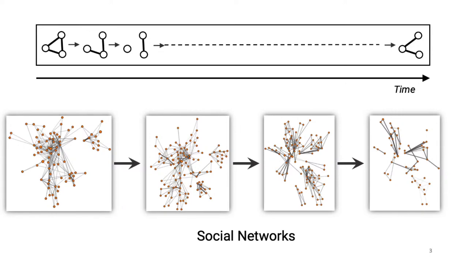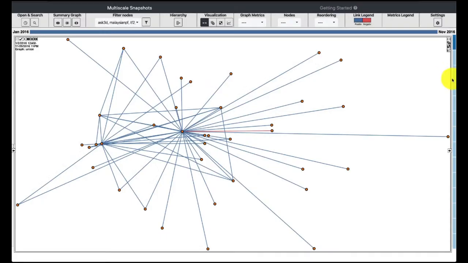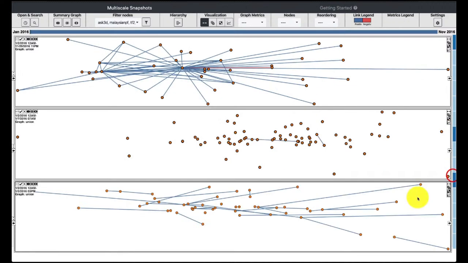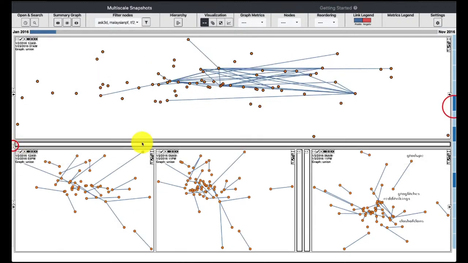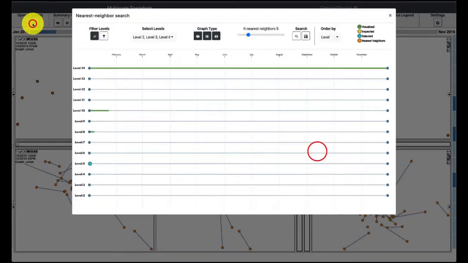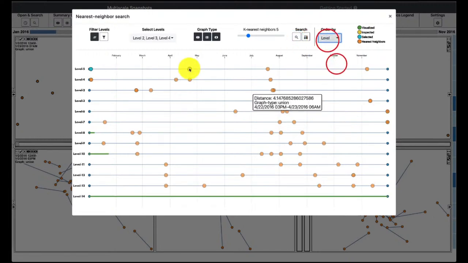Dynamic graphs model changing relationships between entities over time. In this work, we present multi-scale snapshots, a visual analytics approach to provide an overview of a dynamic graph at multiple temporal scales. The approach consists of three steps: creating multi-scale temporal summaries, applying graph embeddings, and the semi-automatic visual analysis. The combination of these steps lets us visually explore how temporal and structural properties affect the overall dynamic graph.